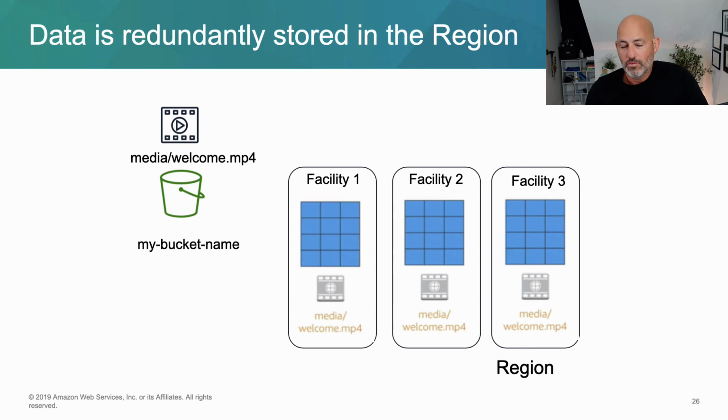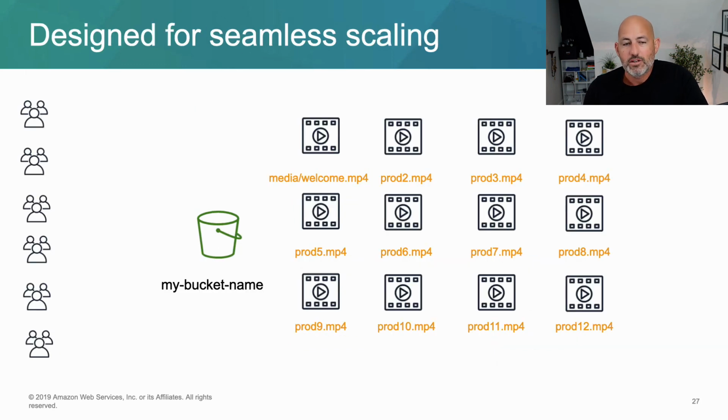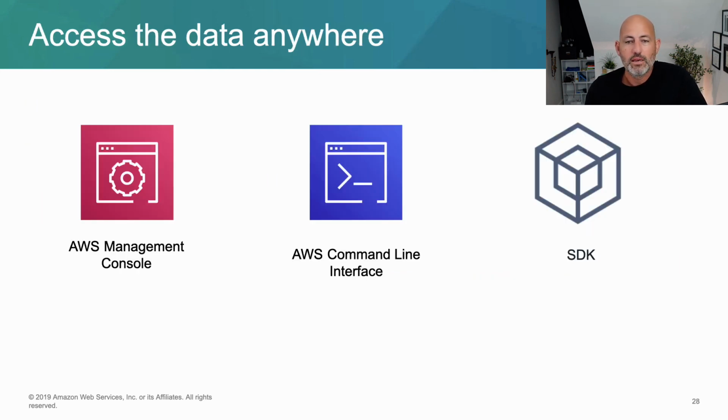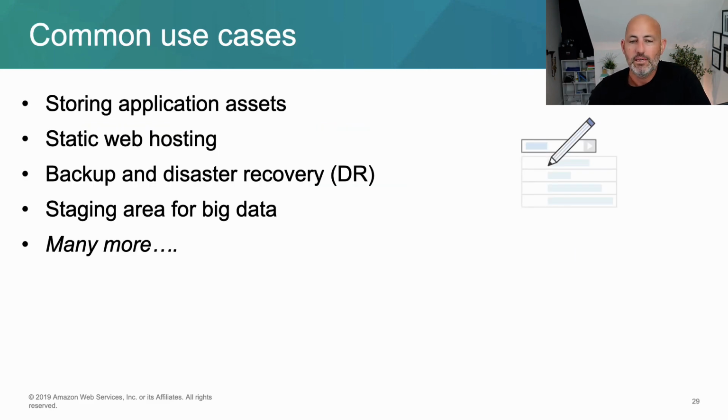The data is redundantly stored in a region. That's really important to know, so you don't have to worry about it being lost. It's also designed for seamless scaling, so it'll automatically scale according to the request, and you don't need to worry about provisioning more storage, etc. You can access it from the console, the CLI, the SDK, and even things like the AWS Cloud9 environment. I do that a lot, where you can actually see it inside and just right-click on it and download it. A common use case would be application assets and static website hosting. I've mentioned this before.